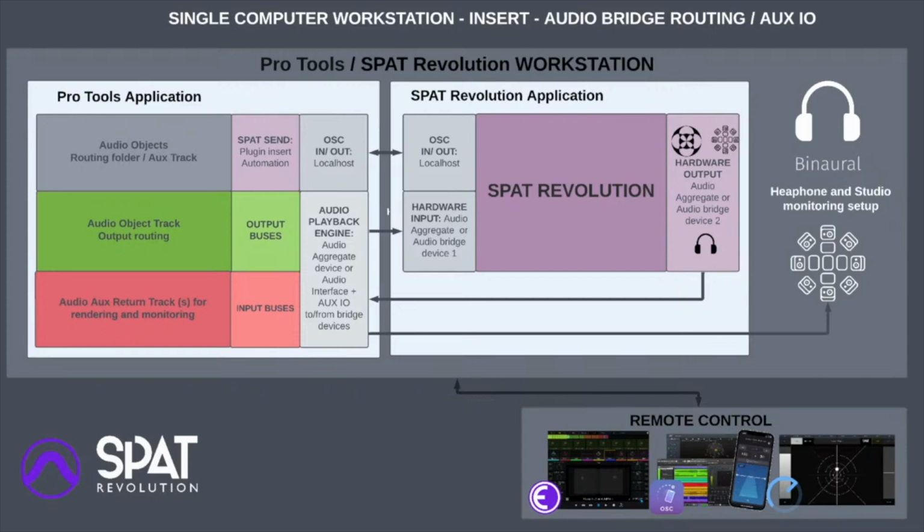What we've got basically is the routing of these object tracks that are going to our playback engine, an aggregate device, or the Aux IO here, right? And we have the aux returns, which are basically getting their input from the input buses. The input of IO setup, as simple as this. And how's the communication going in the plugin to SPAT? I'm not going to spend too much time on this.